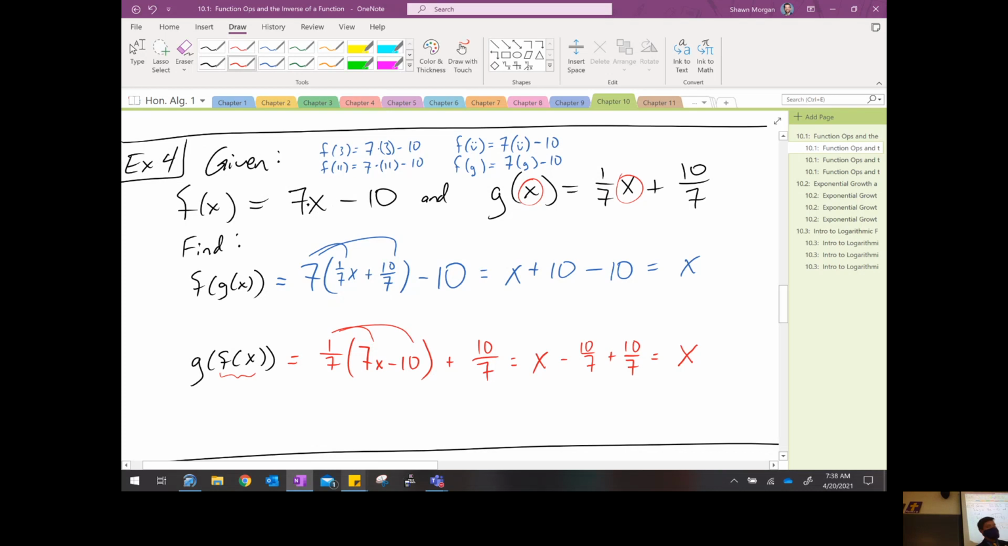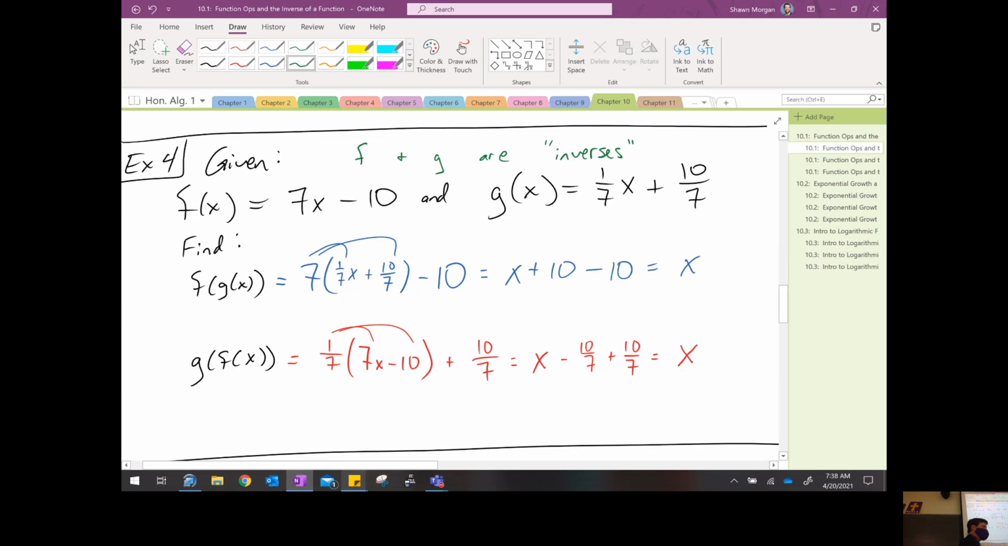Now this is a very unique occurrence. What just happened didn't just happen by coincidence. I wrote this example up so that would happen. The reason that we see everything boil down to x is because these two functions share a very special relationship. These functions are known as inverses. They are inverses of one another.